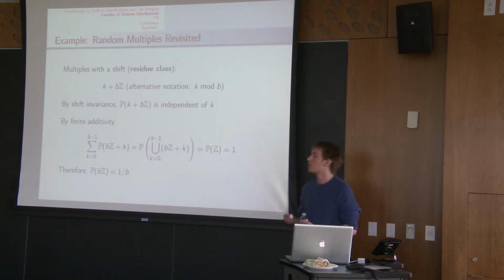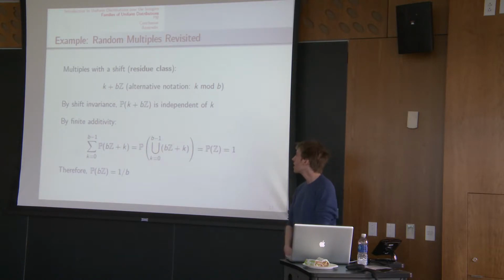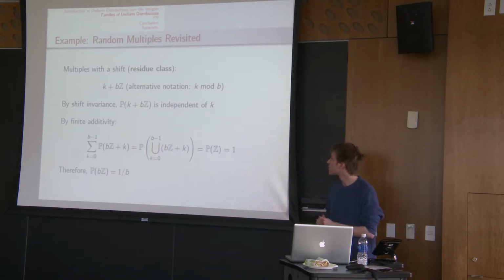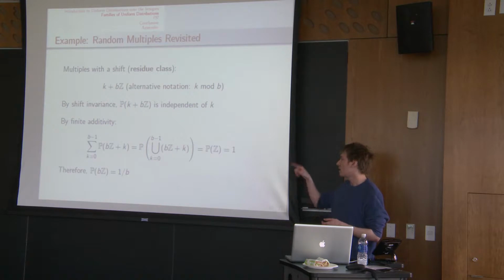So let's revisit our example. Now, to calculate the probability of the multiples of B for a probability from the shift invariant family, we're going to consider multiples of B with a shift, K. And these are called residue classes. You may have also seen the notation K mod B for these objects. Now, by shift invariance, the probability of these residue classes is independent of the shift. And if we sum over them from shift 0 to B minus 1 for a residue class mod B, all of these residue classes are going to be disjoint. So by finite additivity, we can calculate this sum as the union of these residue classes. And the union of these residue classes is the entire set of integers, which is, of course, 1.